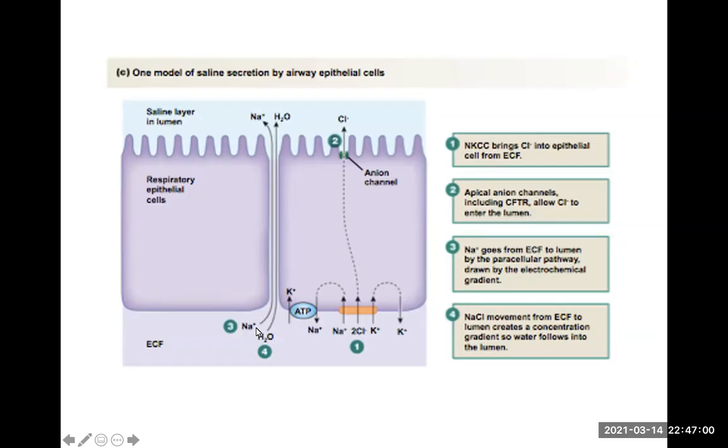From there, you're going to go down to step 3, and sodium is going to go from the ECF to the lumen through these paracellular pathways. Para means between the cells. So it's going to go through the paracellular pathways, and it's going to be drawn through an electrochemical gradient because the chloride has already moved. And then the last step, I think maybe at some point you should have heard this: solutes suck. Solute is the sodium, and what it sucks is water. So sodium goes first, and then the water follows into the lumen. So this is one model of saline secretion for your airways and the epithelial cells.